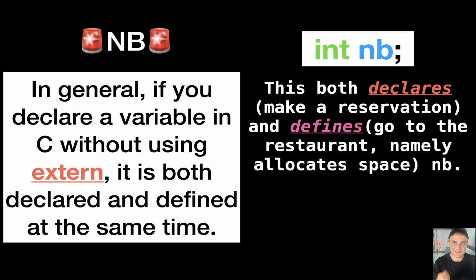When you write int nb, it's like physically going into the restaurant and asking for a table, and the waiter is immediately giving you the place, okay? Because it is available. Declaration and definition happen simultaneously, but not always. But here we wrote, in general, if you declare a variable in C without using extern, which is a special keyword that by now I think you really don't need to understand. It's like a niche thing, but you need to know that you can do this stuff, okay? So without using extern, it is both declared and defined at the same time. So when you write int nb, you are declaring and defining a variable.